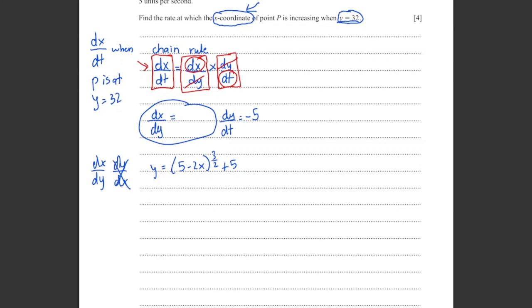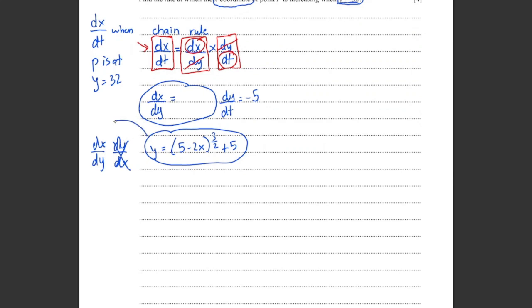So what I'm going to do is make x the subject in this equation, and then differentiate the equation with respect to y. And then I'll basically just get my dx over dy. So let's see what that's going to look like. I'm going to send this positive 5 over there to the other side, so I'll basically have 5 minus 2x to the power 3 by 2 equals y minus 5.